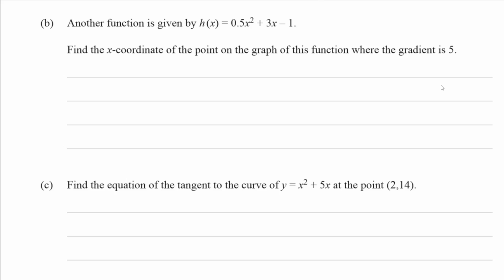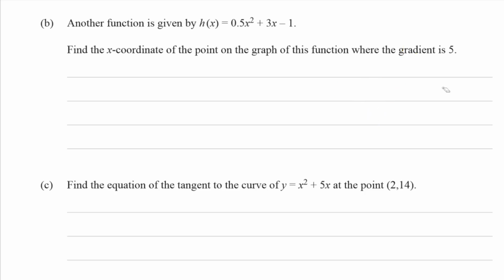We are given a function h of x, which is a quadratic, right? Because the highest power is x squared, and it's a positive quadratic because the coefficient of x squared is positive. So it'll look something like that. And we're asked to find the x-coordinate of the point on the graph of this function where the gradient is 5. So just looking at a parabola, for a positive gradient, it needs to be to the right of the axis of symmetry. So the point we're looking for might be around here, right? Because if we draw a tangent line, that might have a gradient of 5. Cool. So that's what we're trying to find.